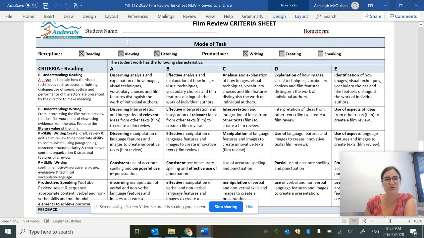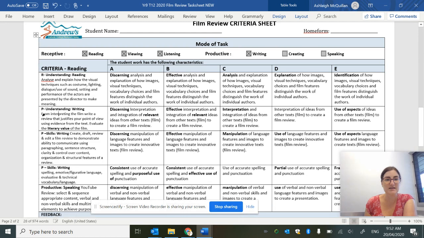So when we look at the criteria sheet again, just a reminder that the first box here is all about how you have explained how the techniques have been used. So you're looking at costume, lighting, dialogue, sound, setting, the actor, and what the director has done to make the movie engaging. So if I were you, when I'm editing, I would be going through and ticking these scenes, making sure that I've talked about them.